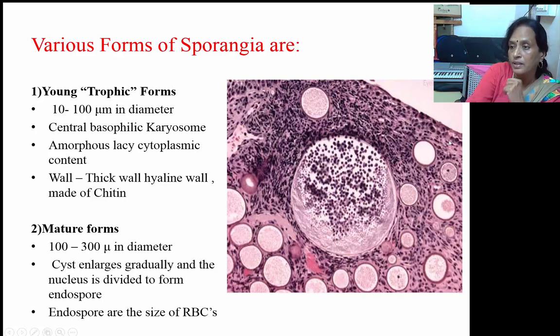What are they? Can you see here a smaller one? 1, 2, 3. So the first is called as the young form. So young form is also called as a trophic form. They measure about 10 to 100 microns in diameter. And they have a central karyosome. You can make out here. And amorphous, lacy cytoplasm. See, look at the karyosome and amorphous, lacy cytoplasm. Look at the wall. It is so thick and it is made of chitin.